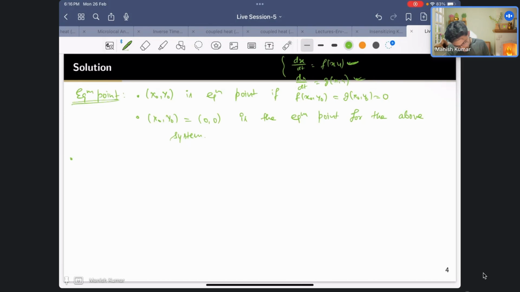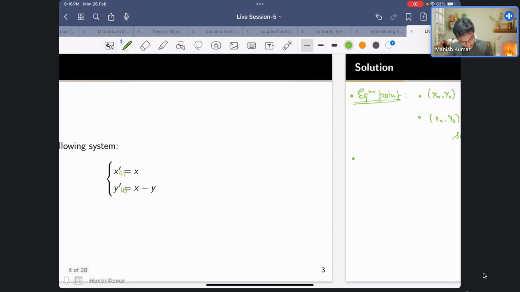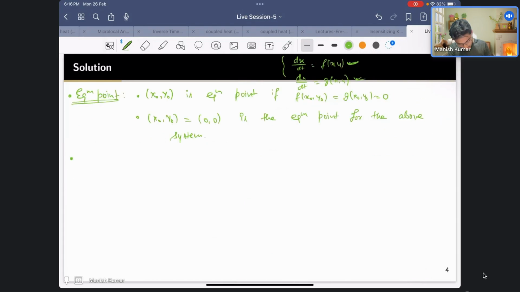Now let us try to solve this. What do we want to find? We want to find the solution, the orbit or the solution curve. For the people who have joined just now, orbit is just the curve traced by these solutions. And the solution curve is with t. If you include t also, like a graph, this is the solution curve and this is the orbit. So we have to find the orbit. That means we have to find what x1(t) and x2(t) are.